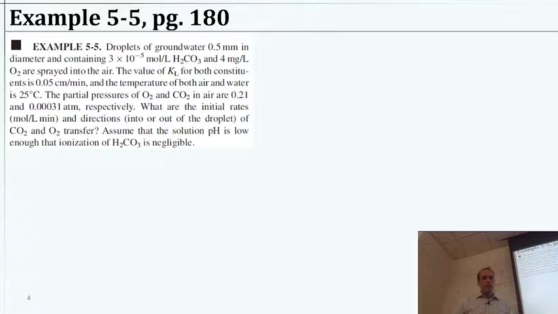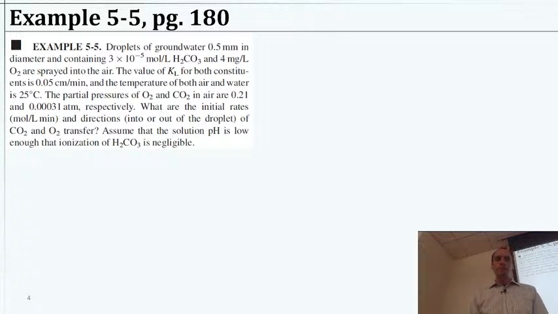The question then says, what are the initial rates in moles per liter per minute, and directions, into the droplet or out of the droplet, for CO2 and oxygen transfer. It says assume that the solution pH is low enough that ionization of H2CO3 is negligible. Okay, so there's a lot there. Big questions, it feels like, in a quick looking problem.